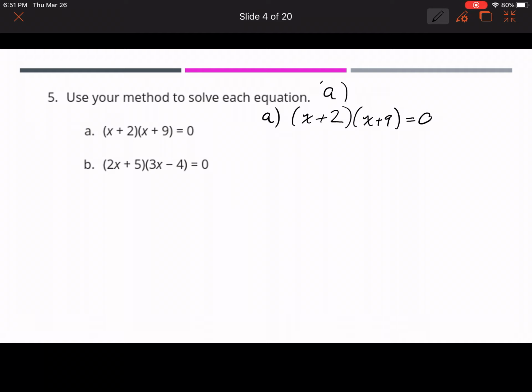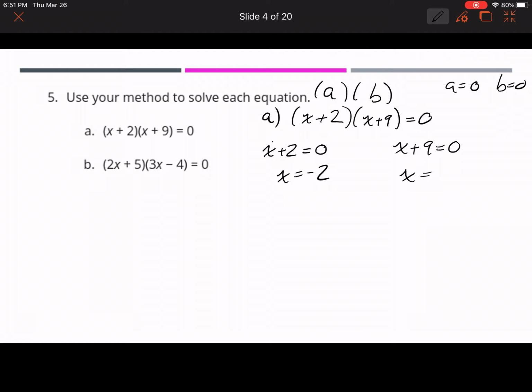So if we call this A and this B, we split them up and make A equals 0 and B equals 0. So we take the first one, and we can drop those brackets. Make it equal to 0. Make the second one equal to 0. And just manipulate our equations. If you're still having problems manipulating your equations, you need to go right back to some of the work we did at the very beginning of the year.